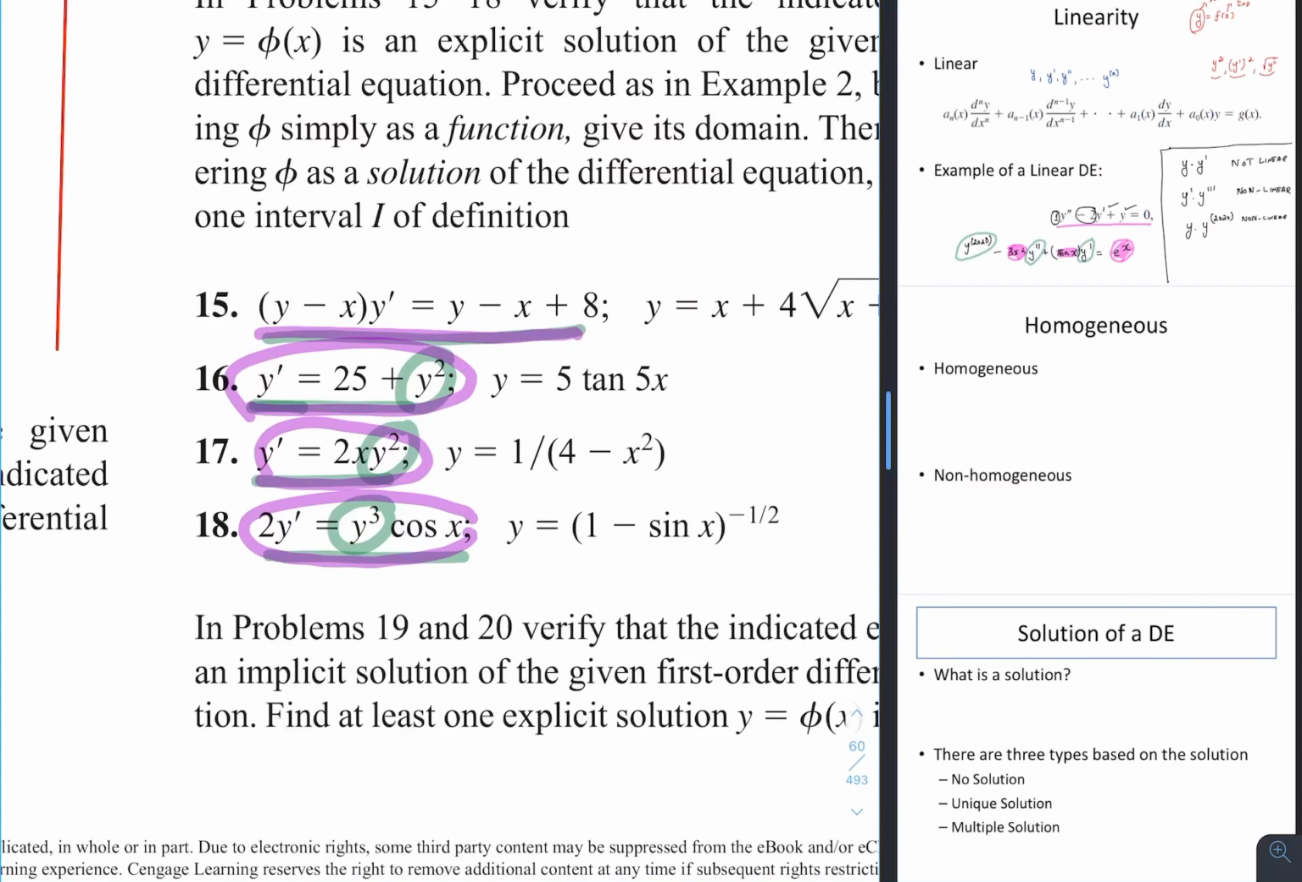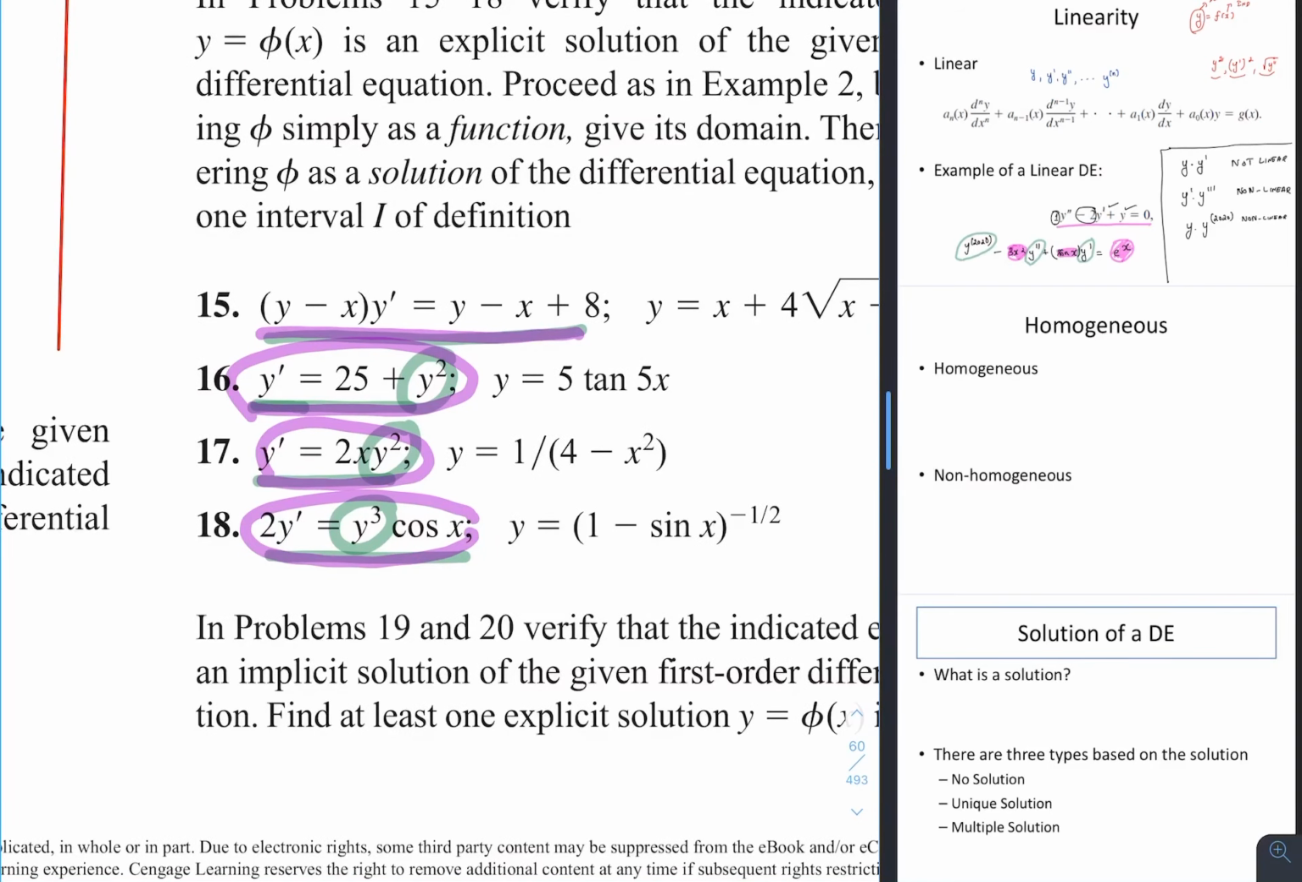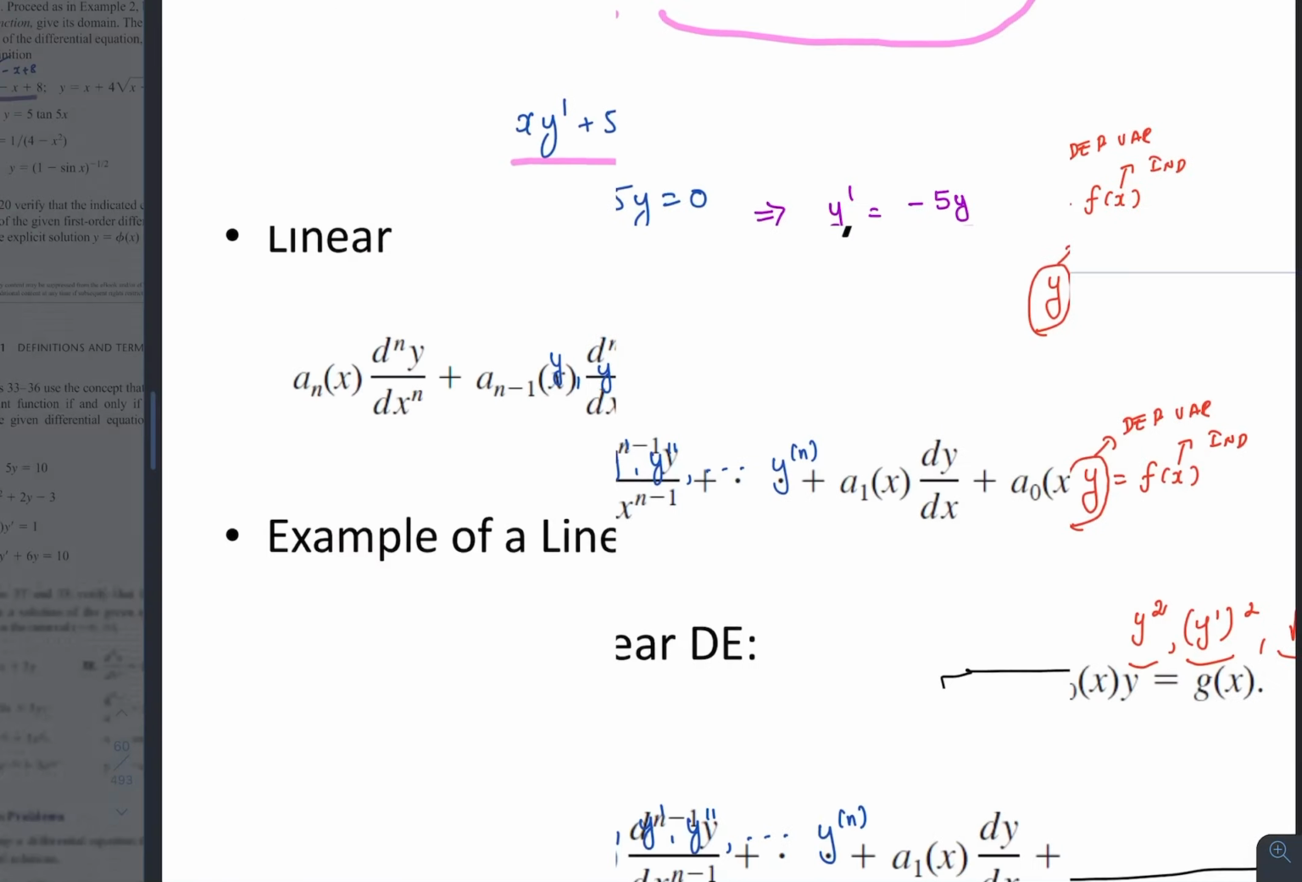The reason is that when you try to simplify this, you're going to have y times y prime minus x times y prime is equal to y minus x plus 8. This is okay, and that is okay, but the problem is we have an issue over here. Now here y is multiplied with a y prime, and so therefore this is a nonlinear differential equation.